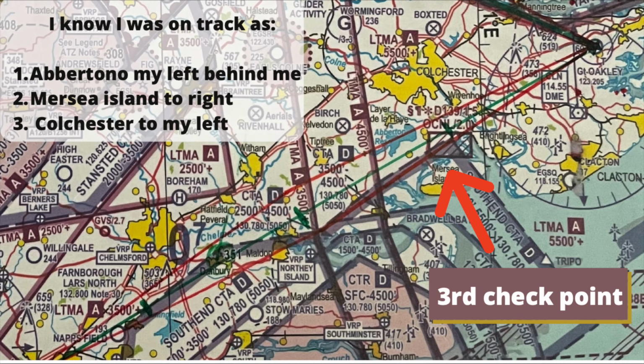So now we're approaching our last checkpoint, our third checkpoint. As you saw from the video, on the left-hand side you can just about see Abberton Reservoir behind me. You can also see Mersea Island to my right. And finally, you have the massive town of Colchester to my left-hand side. Now, just where you can see the arrow, there is a small rectangle.